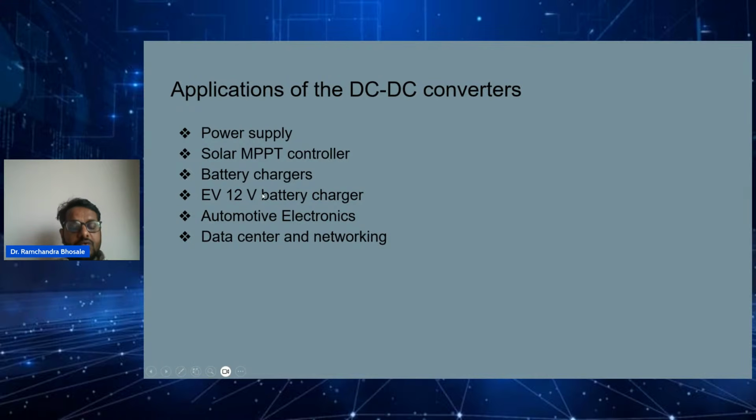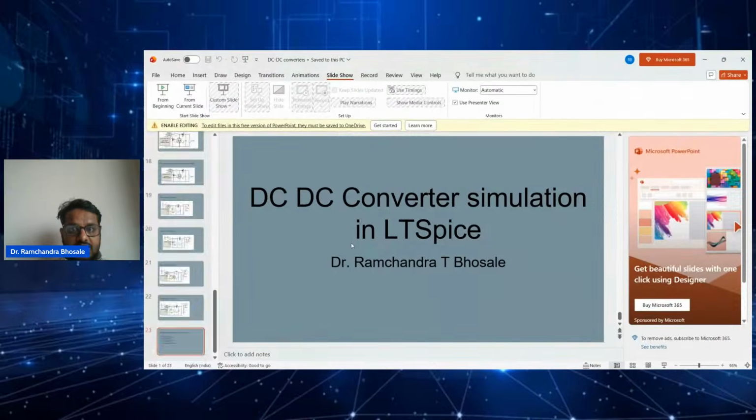Then in an EV, you have to charge the 12 volt battery from the high voltage battery, so that is also done using a DC to DC converter. In all the automotive electronics, like LED lighting and door opening, all these electronics will be incorporated with a DC to DC converter. Then there are many more applications, like data center networking. Okay, so these are all the applications of DC to DC converters. So this much is there from the theory side.